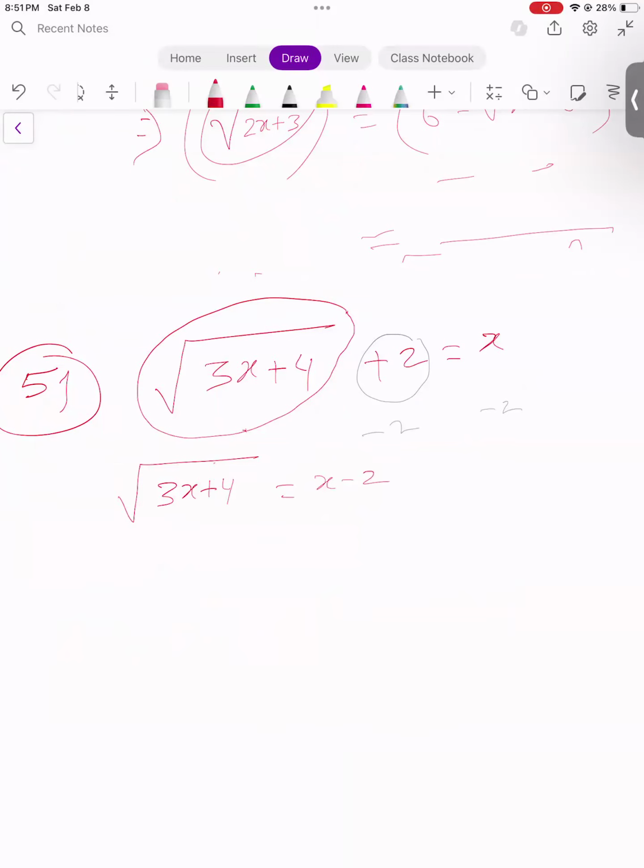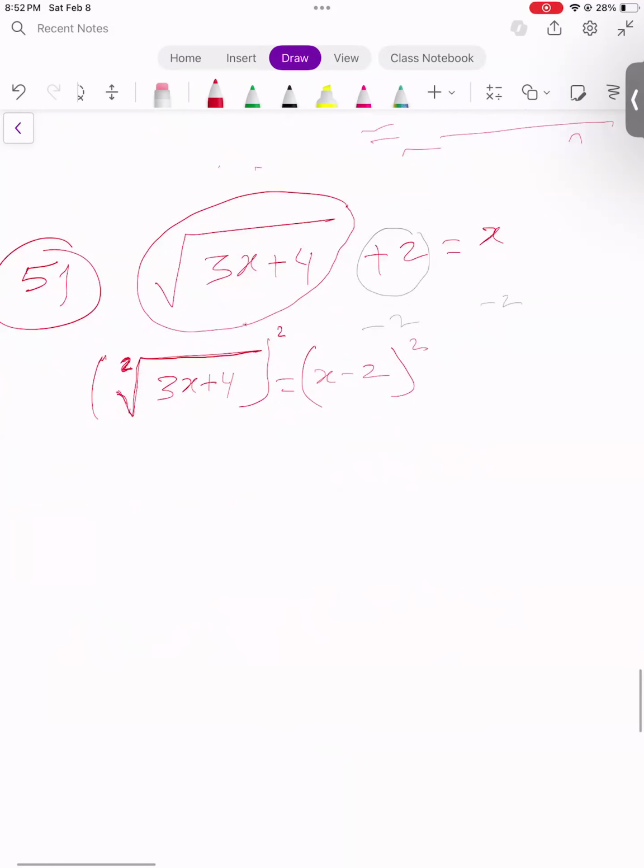The next step is getting rid of this radical sign. This radical sign has an index 2. It's a square root, so the index is 2. In order to get rid of this square root, we square both sides. You square the left side, you square the right side. If you have a cube root, you take the cube on both sides. If you have a fourth root, then you take the fourth power on both sides. That's how we get rid of the radical sign.